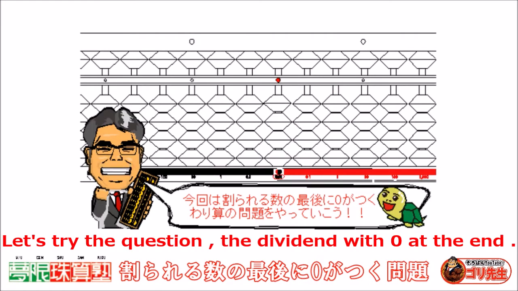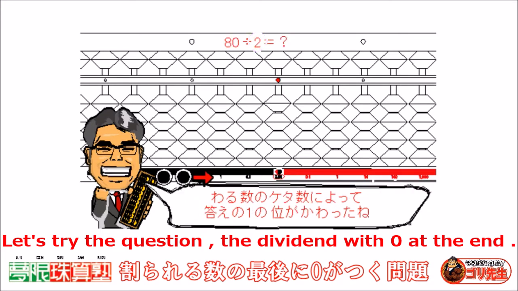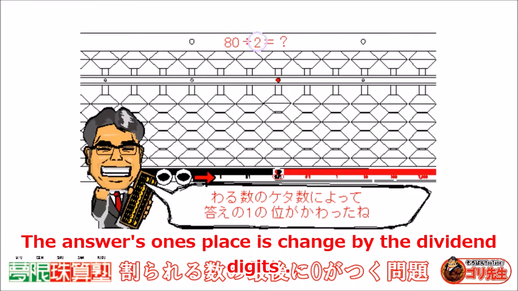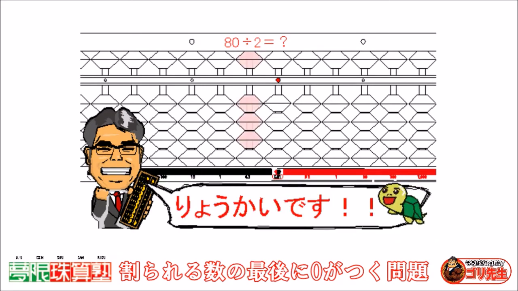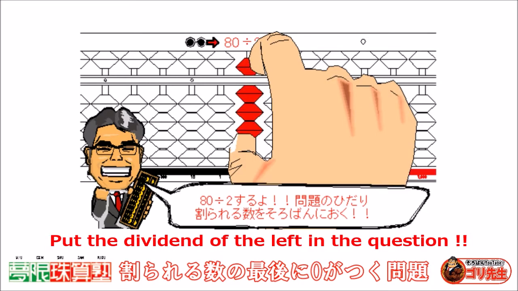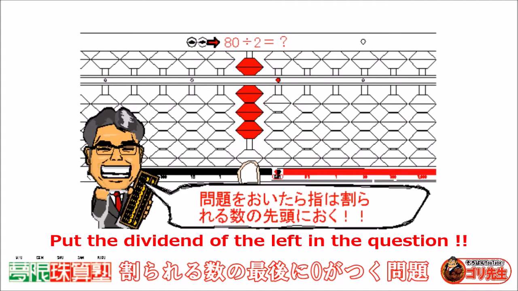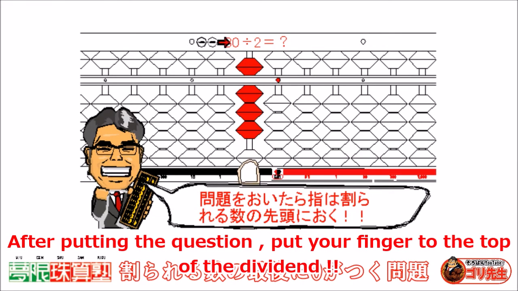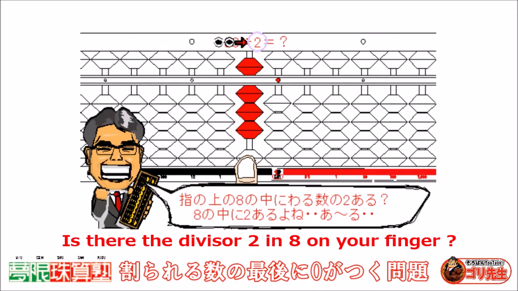Let's try the question. The dividend with zero at the end. The answer is, one's place is changed by the dividend digits. Marvelous! 80 divided by 2. Put the dividend on the left in the question. After putting the question, put your finger to the top of the dividend. Is there the divisor 2 in 8 on your finger?